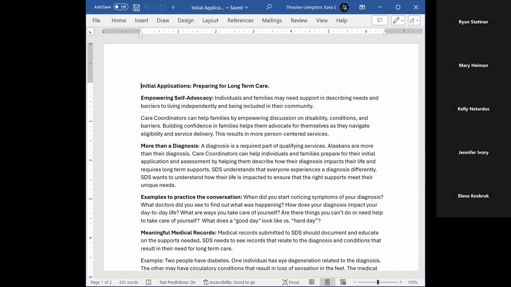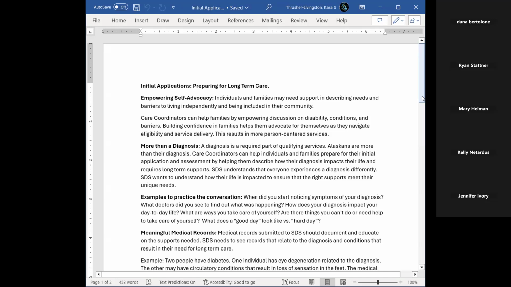So there's lots of times that we'll be talking about medical needs. We want to be aware of how we can help families do that and empower them to do that. So we wrote, a care coordinator can help the family and person by empowering discussion about disability, conditions, and barriers, helping a family become more confident and trust the care coordinator to listen and have a respectful conversation with them and help make it as easy as it can be.